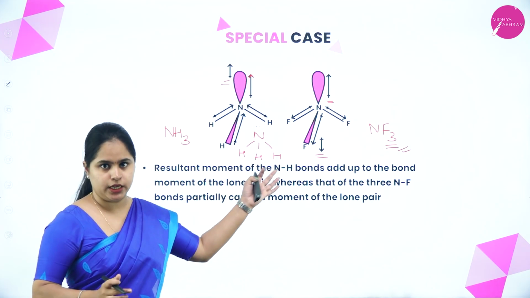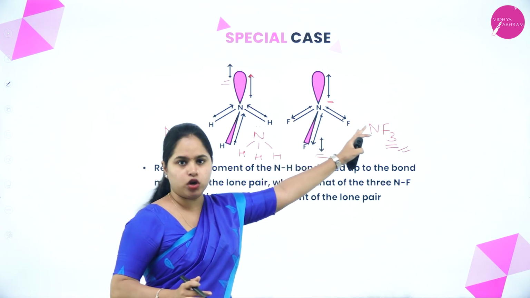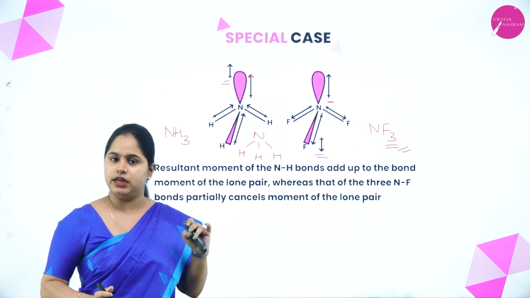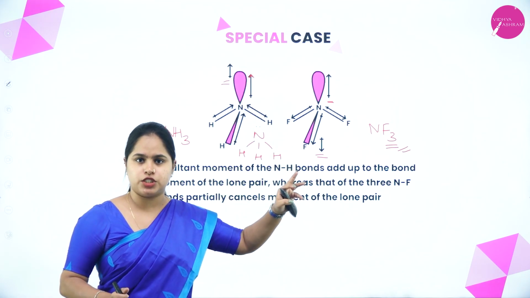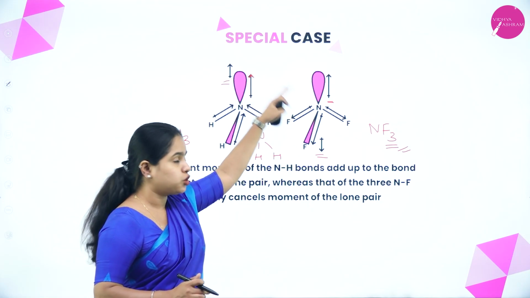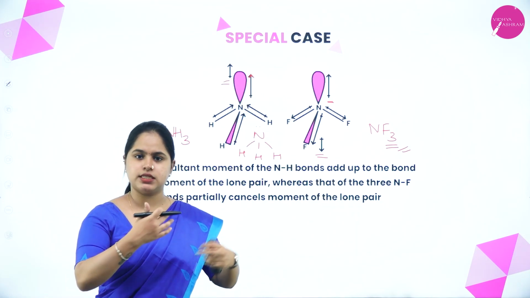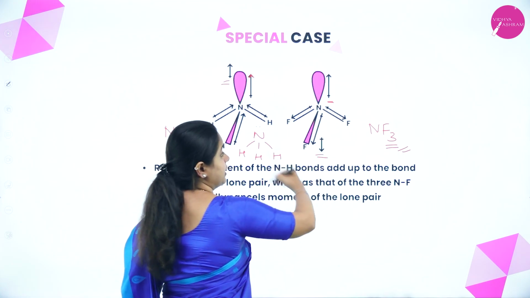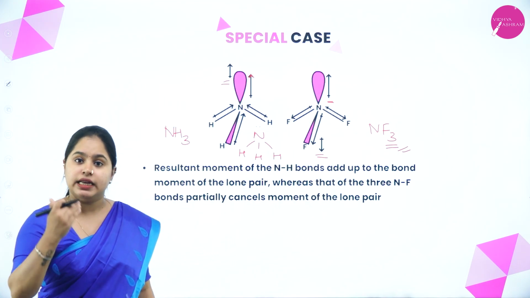It won't be 0 because, as you can see, three N-F bonds are here and only one lone pair is there. So it won't cancel out completely, but the value will be decreasing because one is towards the top and one towards the bottom, so they partly cancel each other out. So in this case, the net dipole moment will be less.